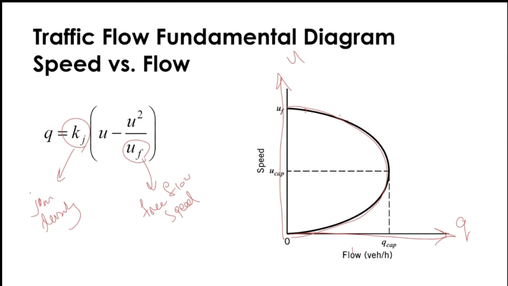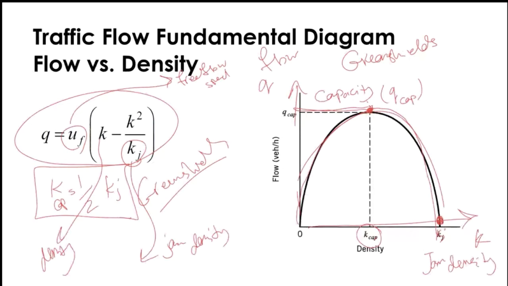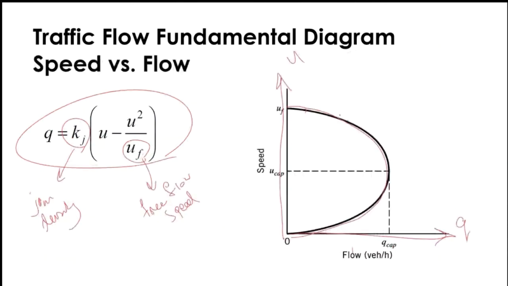So look, as long as we have kj and uf, as long as we have jam density and free flow speed, we can use this equation to convert a speed to flow or flow to a speed. In the previous slide, same thing. As long as we have free flow speed and jam density, we can use this equation to actually find out what would be the flow if density is at whatever number. We can convert density and flow.